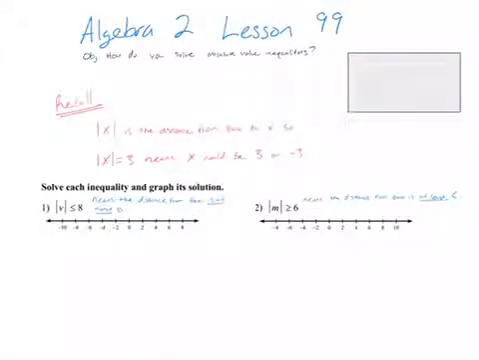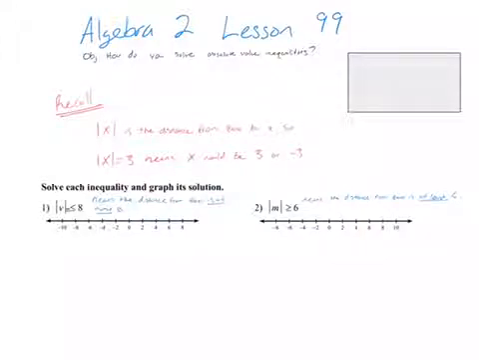This is lesson 99. Our objective is, how do you solve absolute value inequalities? Well, first of all, let's remember what the absolute value means. The absolute value of a number is the distance from 0 to that number. So if I said the absolute value of x is 3, that means x could be 3 or it could be negative 3, because both those numbers are 3 units from 0.